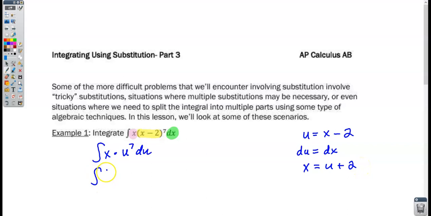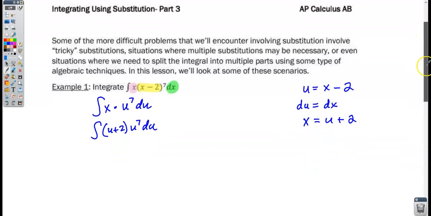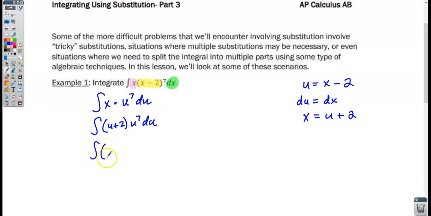And so this is equal to the integral of u plus 2 times u to the 7th du. Now, what is the advantage of this form of this integral instead of the original form? Very simply, I can distribute the u to the 7th through this set of parentheses, since this is a quantity raised to the first power, whereas I could not have distributed the x into these parentheses, since this is a quantity x minus 2 to the 7th power. So I'm going to distribute the u to the 7th through here, and that turns this into the integral of u to the 8th plus 2u to the 7th du.